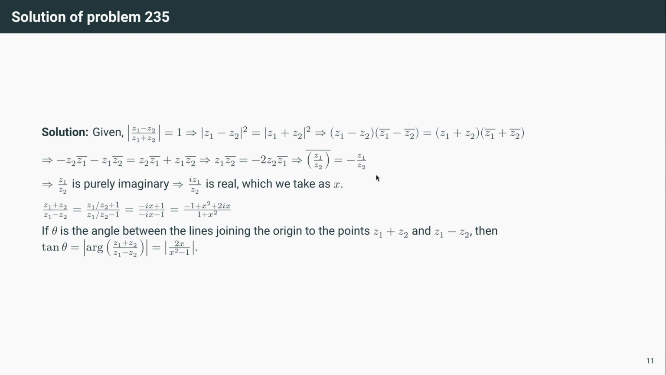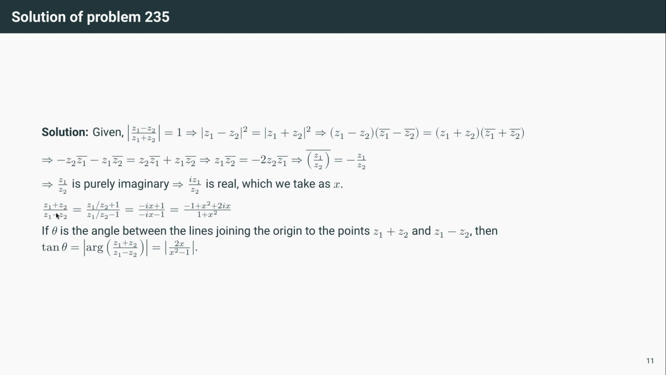Now remember the identity which we have discussed in theory: if a complex number is purely imaginary, then the complex conjugate would be negative of the number. So from here we can deduce that Z1 by Z2 is purely imaginary. Therefore, i Z1 by Z2 would be real, which we have taken as x. So that proves the first part.